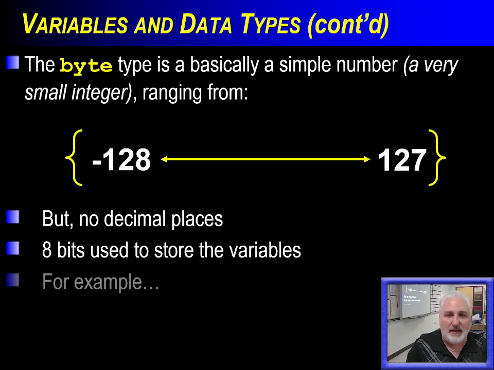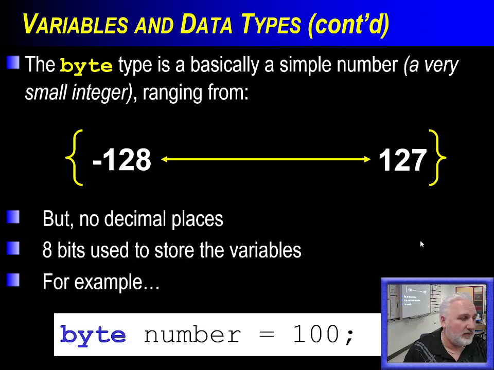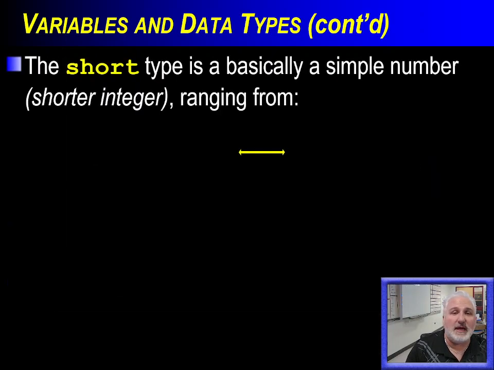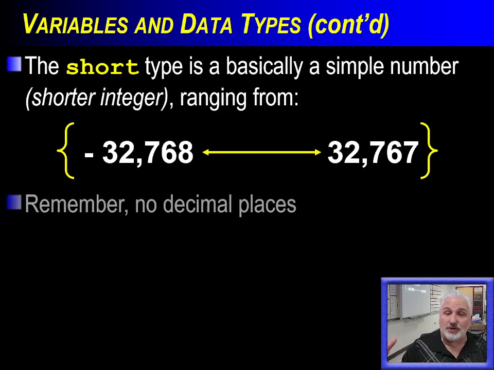So here's the byte type. It is a whole number with no decimal value stored. It can store any number between negative 128 all the way up to positive 127, including the 0 value. Okay? Here's an example of it being declared: byte number equals 100.